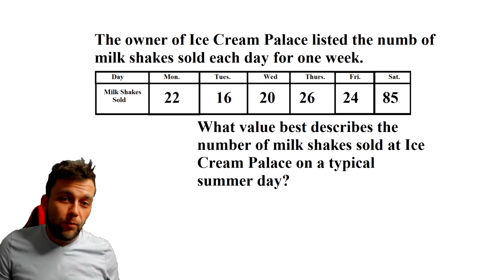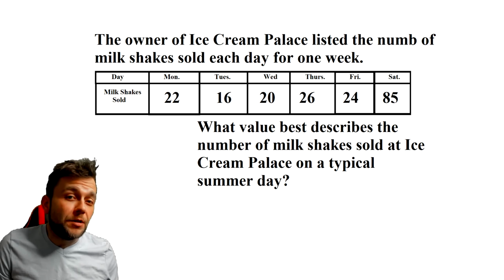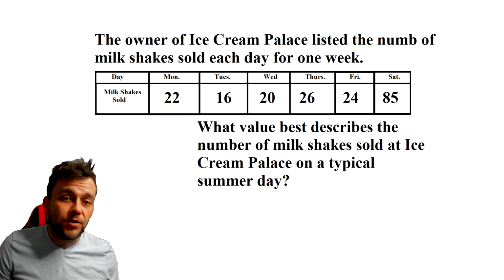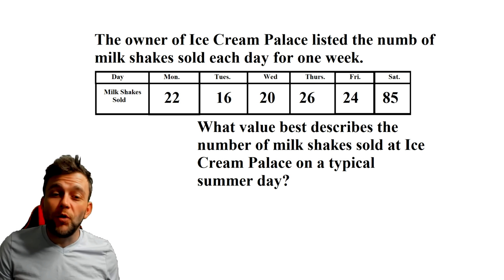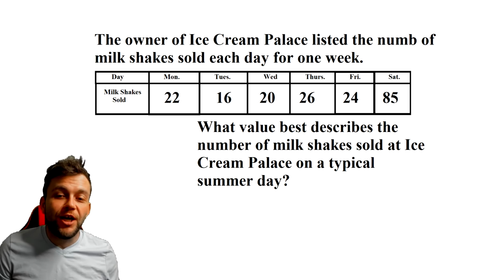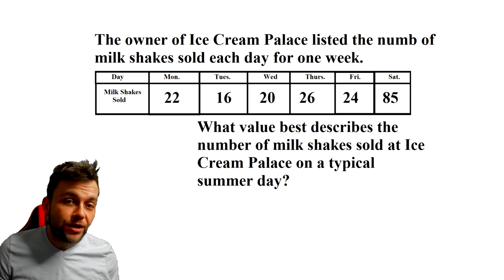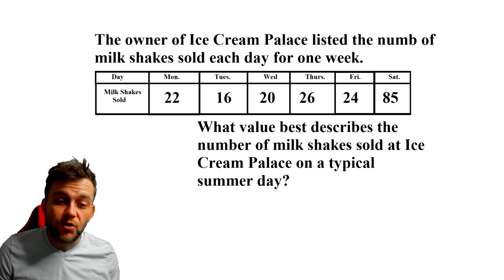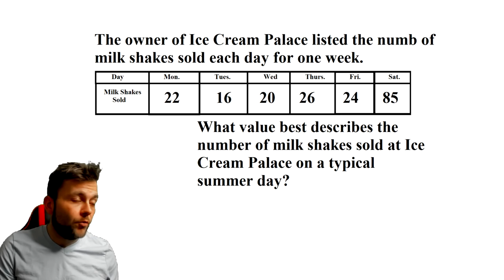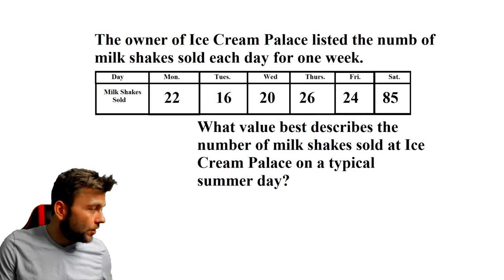Here we have an example problem that's very similar to what you might find on the GED when it comes to finding the mean. They give you this data set, this group of numbers. It says that the owner of Ice Cream Palace listed the number of milkshakes sold each day for 1 week. And it goes through the days of the week and how many milkshakes were sold at that place. So on Monday, there's 22, 16 on Tuesday, 20 on Wednesday, and so on. It's good to write all of this down. Write just the numbers down. Okay? So that's what I'm going to start off by doing.